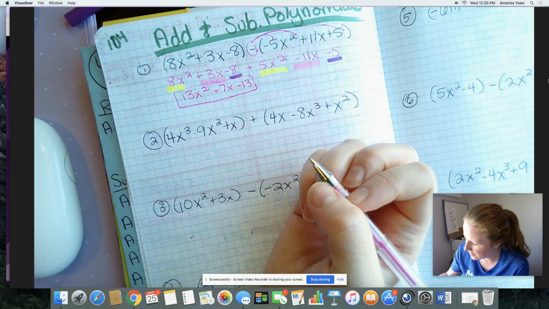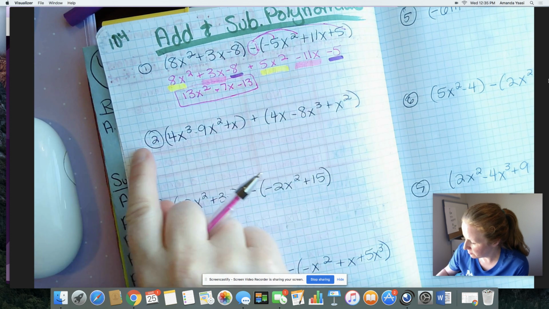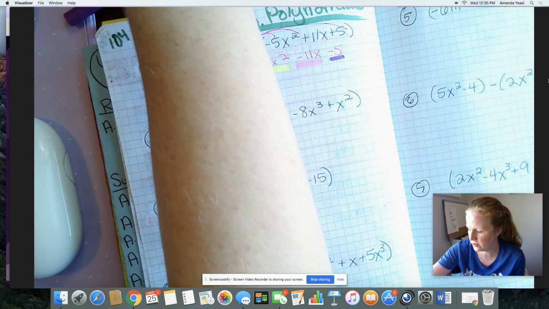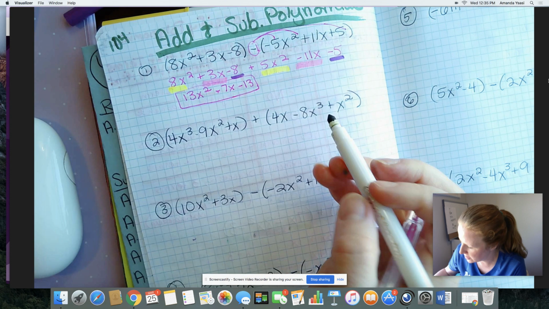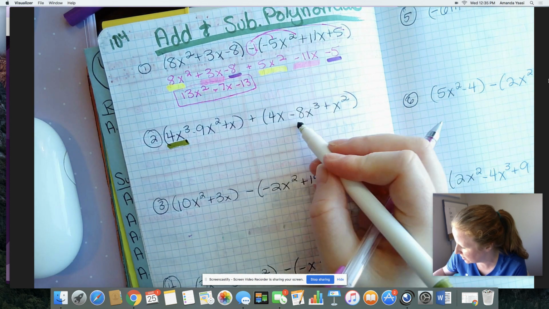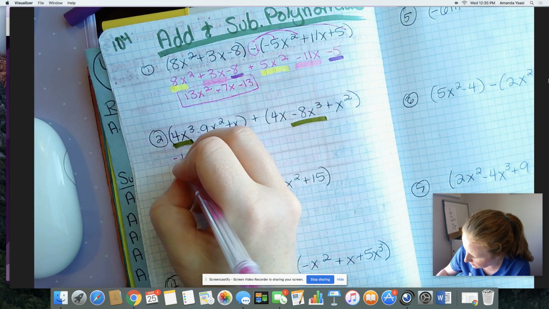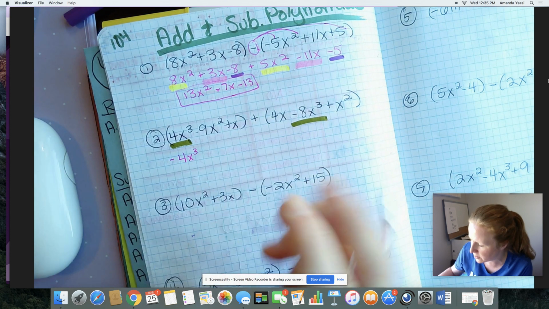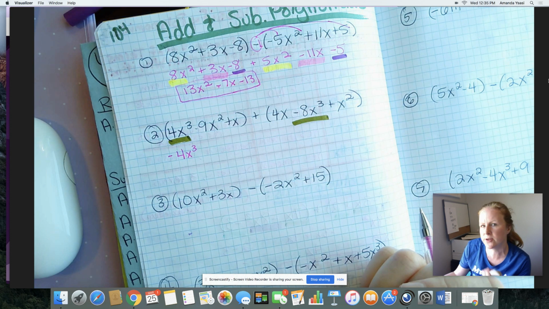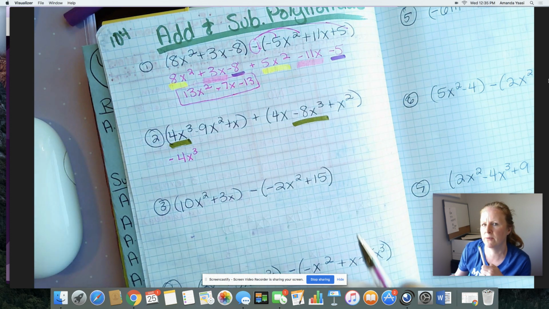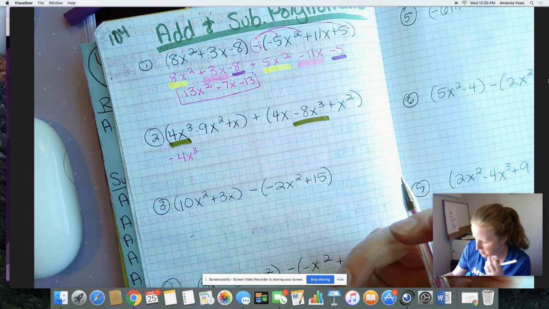We have, this is plus, so we have no distributing that we have to do. All right, so let's look and see. Okay, cubed and cubed. So 4 minus 8 is a -4x cubed. And if you want to write them down like we did yesterday, you can do that, or you can just add them just like that in your head.